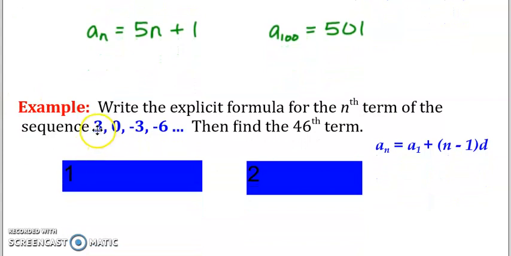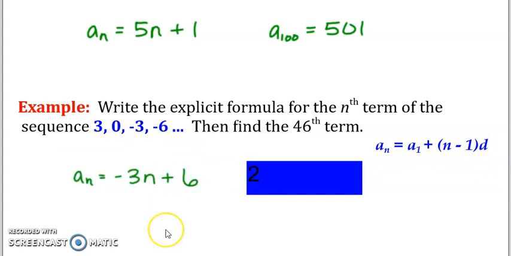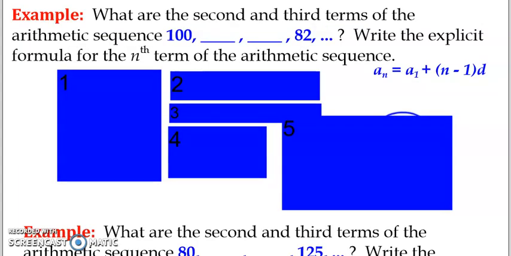Next up, my first term is 3, so 3 would be a sub 1. My difference, I'm going down, so it's negative. My difference would be a negative 3. After we distribute and add like terms, clean it up, we'd get negative 3n plus 6. Then the 46th term, just plug in 46 for n, I would get negative 132. But don't worry, some of you might be thinking, hey, this is way too easy. Don't worry, we can make it more complex.